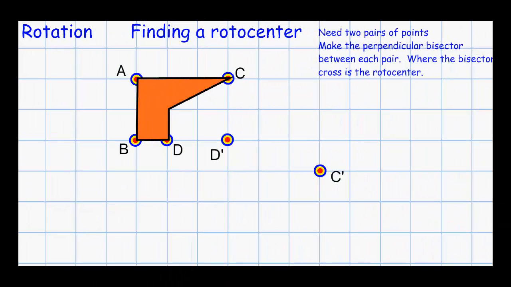The next topic in rotation is finding a rotocenter. In order to find a rotocenter, you need two pairs of points. And you make the perpendicular bisector between each pair. The pairs in this case are going to be C and C prime and D and D prime. Where the bisectors cross is going to be the rotocenter. Let's do the easy one first. I connect from D to D prime, and that's just a horizontal line, and since there's two spaces between them, I know that I can just go straight up and down, right down the middle, and there is the perpendicular bisector between D and D prime.